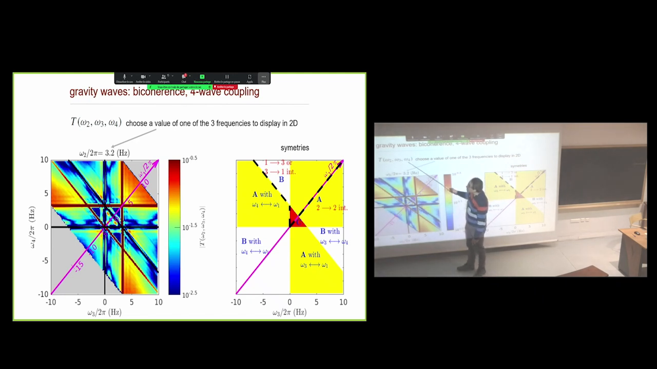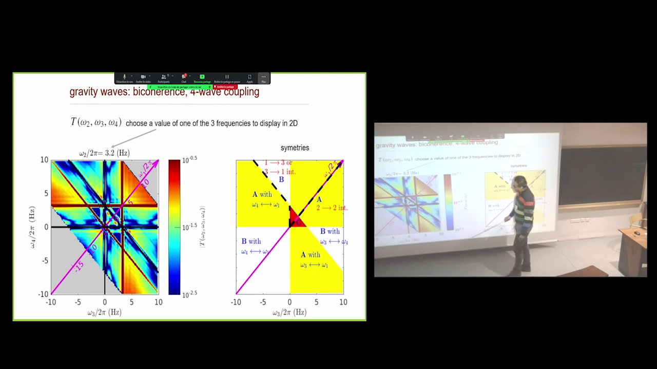But it's a 3D object, so we have to do cuts to see anything. So the cut I did here, I pick the frequency omega 2 equal to 3.2 hertz here. And I get this ugly image here as a function of omega 3 and omega 4. Okay, so let me try to make sense of this image.